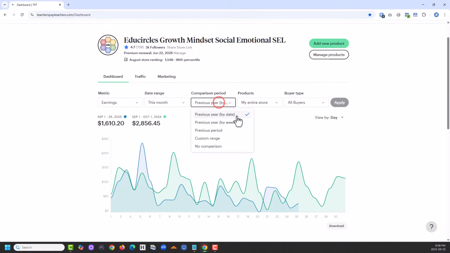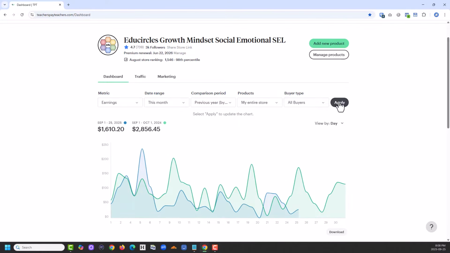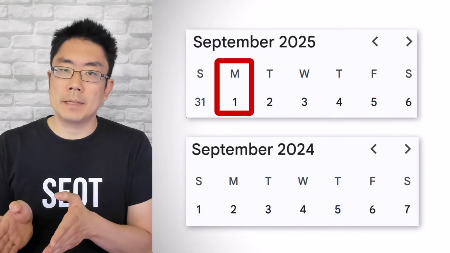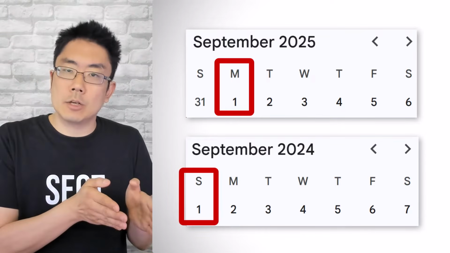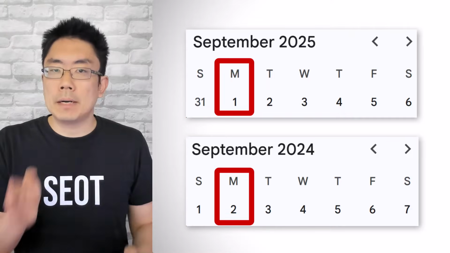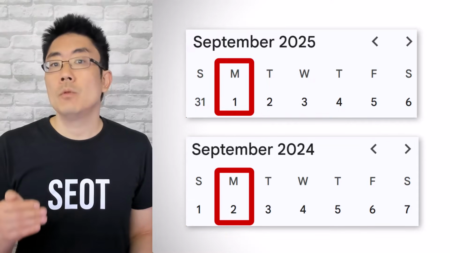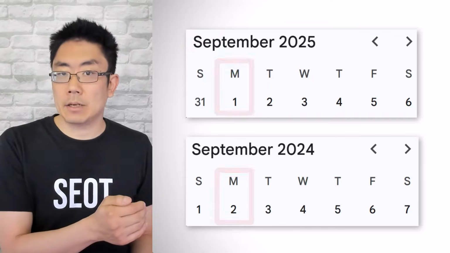If I click Previous Year by weekday and then click Apply, it shows September 2nd last year. Why September 2nd instead of September 1st? Because it's lining up the day of the week. September 1st this year was a Monday. September 1st last year was a Sunday. If you want Monday to Monday, then you have to compare Monday, September 1st this year with Monday, September 2nd last year. This matters because sales change by weekday. Fridays and Saturdays tend to be quiet. Sundays might be busy in September, but quiet in summer.